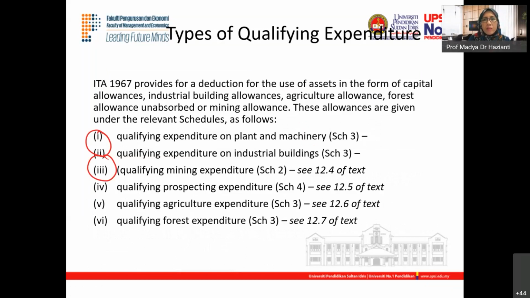Alright, for qualifying expenditure ni, dia panggil qualifying expenditure, which means when a business purchase an asset, they are entitled to claim capital allowance ni. So, but the deductions ni, given the deduction ni, allowance given under the schedule. Adalah schedule 3, plant and machinery, industrial buildings, mining expenditure, and all these different types of expenditure.